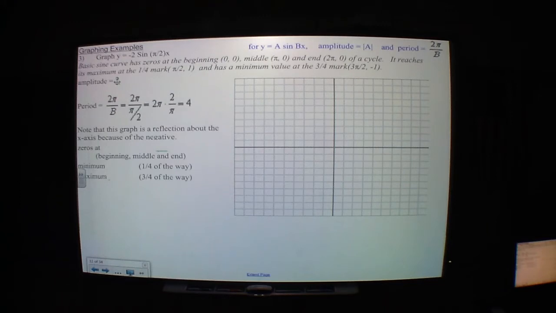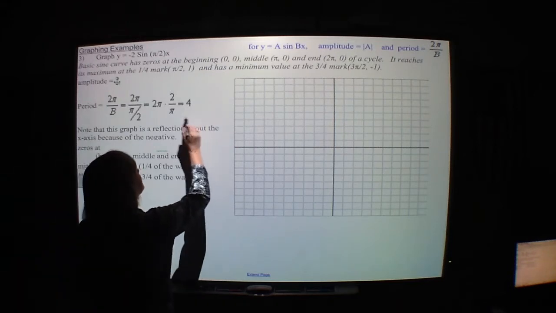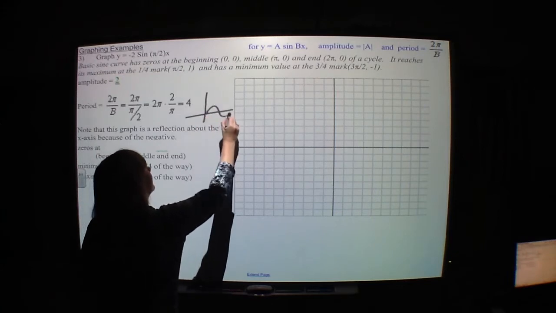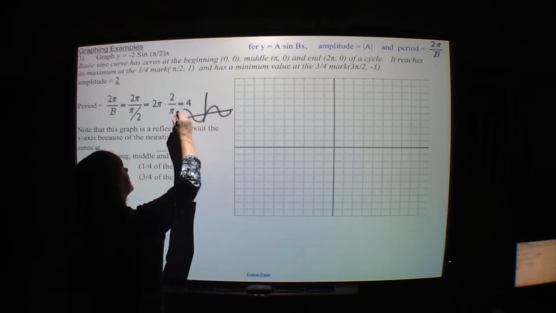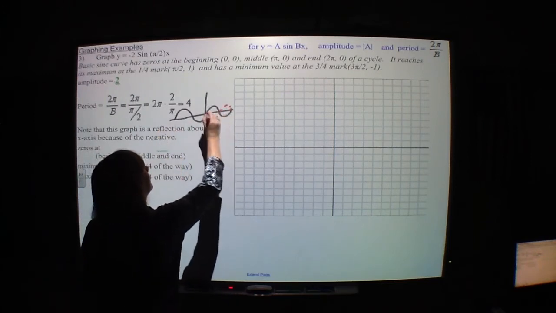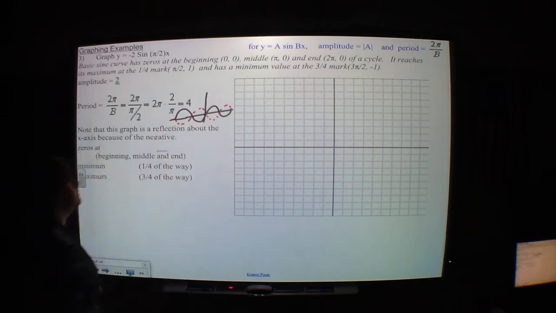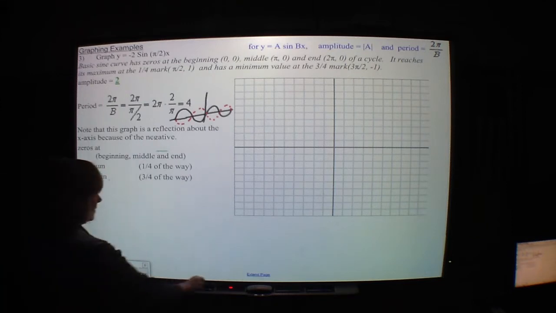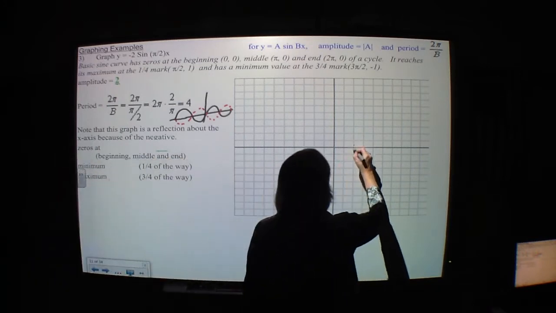So my period is 4. Notice the negative in front of the sine. The y is going from positive to negative, so this is a reflection around the x-axis. So instead of the graph looking something like this, the graph will look something like this. Okay? So instead of the 1/4 of the way through being a maximum, 1/4 of the way through will be a minimum now.